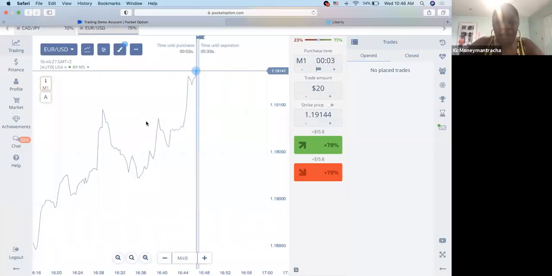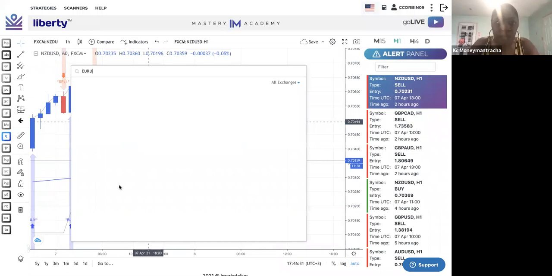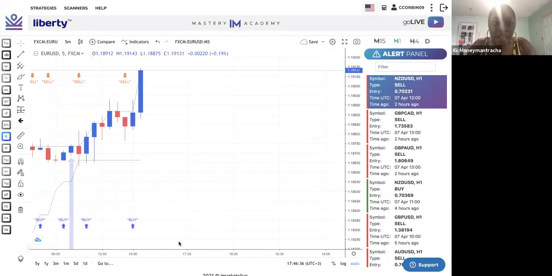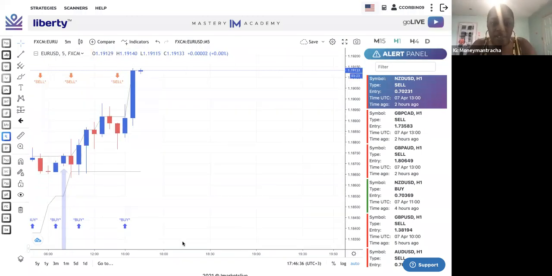But if you're using your Liberty scanner, you would have been able to see that the candle had broke way past our resistance, and that our entry point would have been invalid. You would have noticed.